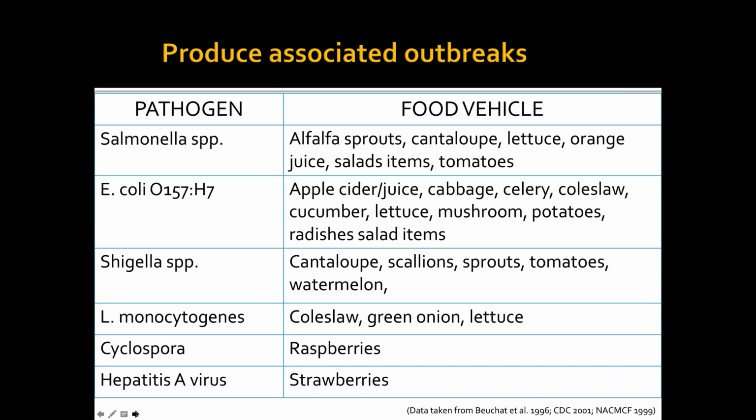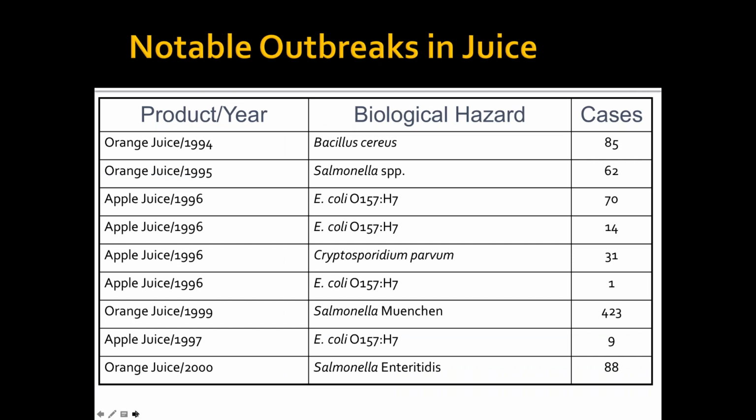Next slide, please. Juice. Bacteria typically don't grow in juice. This highlights the point that it doesn't have to grow in the food in order to cause a problem. Because of the acidity of juice, almost none of these will grow in it. The acidity doesn't necessarily kill it either. So if the infective dose is there when it's packaged, it's going to be there when it's consumed.